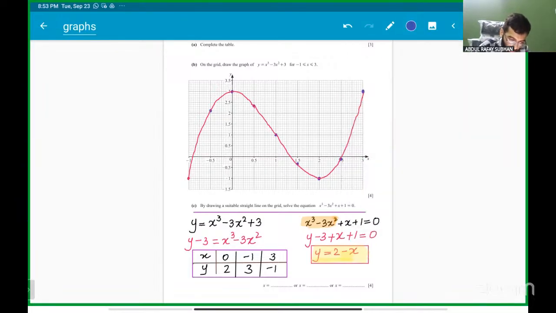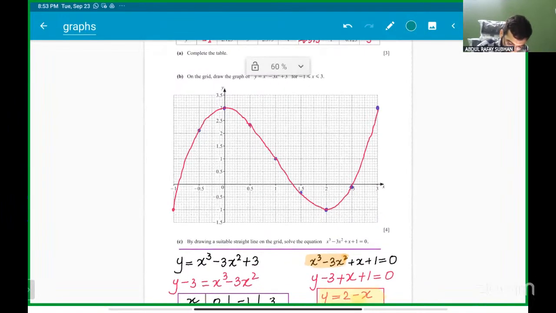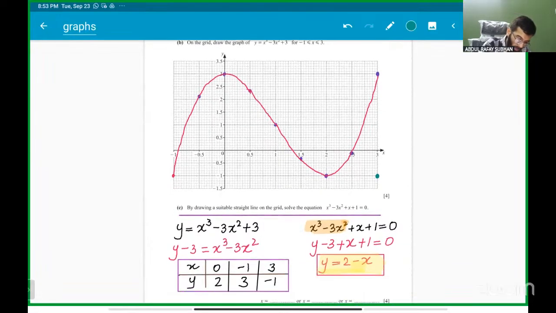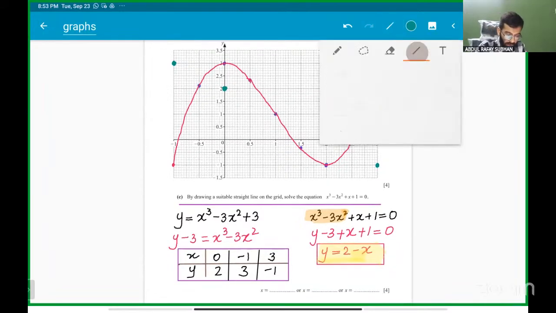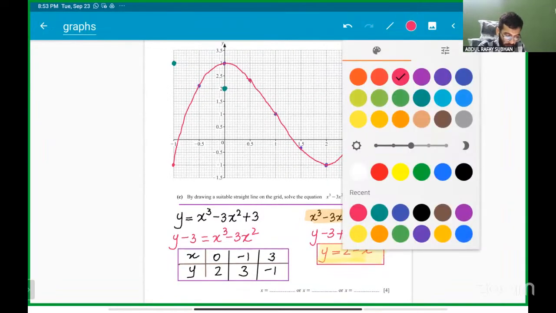The points are there in front of us. When x is 3, y is negative 1. When x is 0, y is 2. And when x is minus 1, y is 3. That's it. Let's make a straight line and see how many solutions it's cutting.